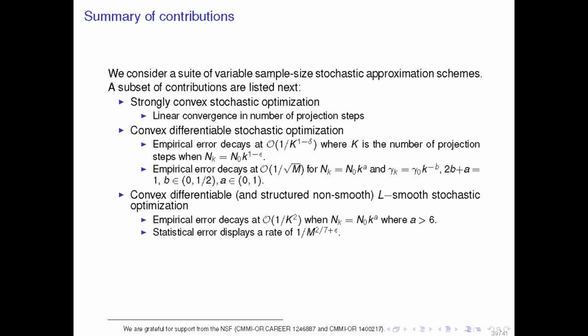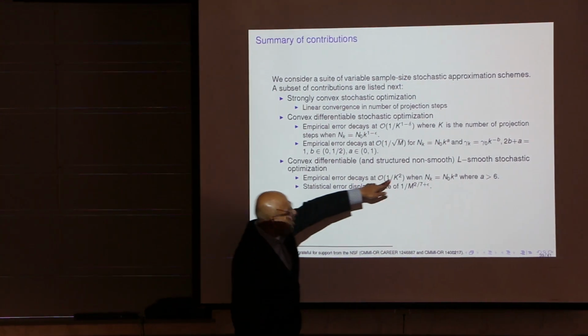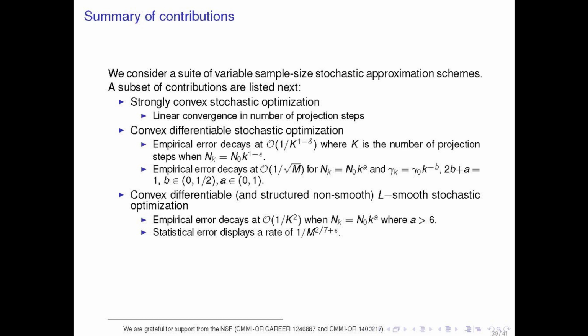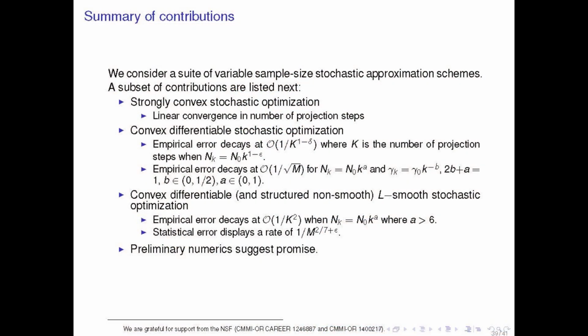Okay? If you have convex differentiable and structured non-smooth, you can actually get the optimal rate in terms of projection steps, but you see a slight decay in terms of statistical accuracy. It's clear that you can go all the way to m raised to half, but it may be that we have to choose our sample size sequence in a different way. So this is our first very naive attempt where we just threw the first thing that we thought of. And it may well be that there are better choices out there. Clearly, there's a gap. I mean, the best you can do is m raised to half.